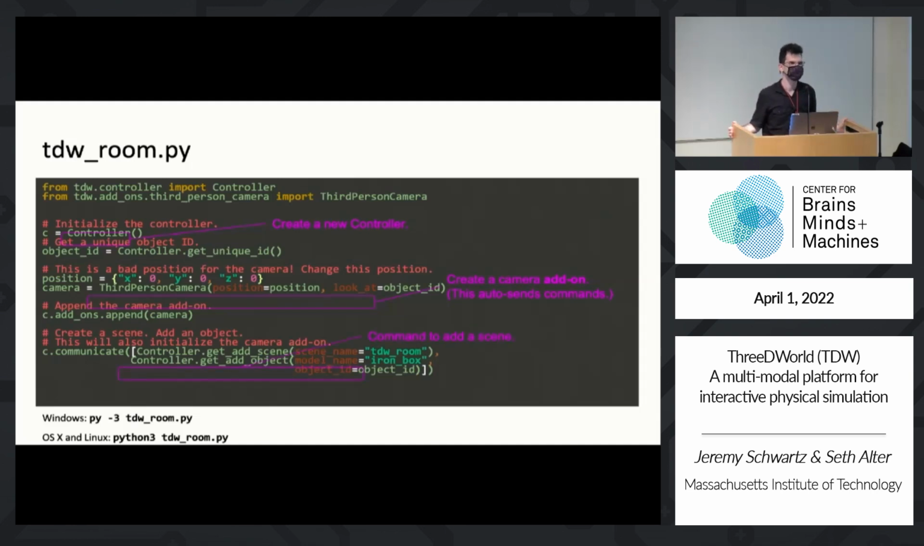We have a wrapper function to add the scene. The scene name is TDW room, and we have a wrapper function to add the object. And so the reason the image looks bad initially in this example is because the camera starts at 0, 0, 0, which is the dead center of the floor inside the object. So it's looking directly at a white wall at floor level, and it looks odd. We don't want that. We want to be able to see the object.